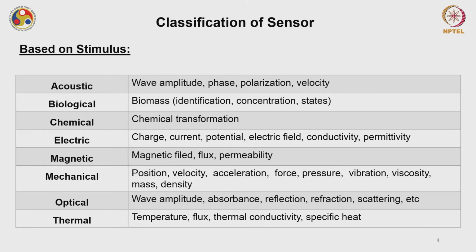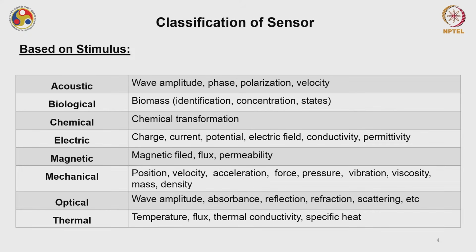Similarly, for chemical sensors, we have chemical transformation and other chemical phenomena. We gave one example in the first lecture where we saw what a chemical sensor is, where it was a two-step conversion. One was done by a transducer and there was a direct sensor installed. Similarly, electrical sensors have different stimuli. It can be measurement of simple charge, current, potential, electric field, conductivity, permittivity, etc. Similarly, magnetic sensors measure magnetic field, flux, and permeability.